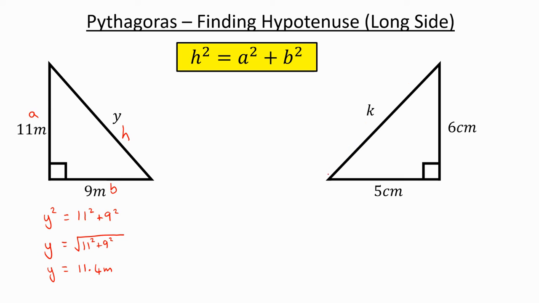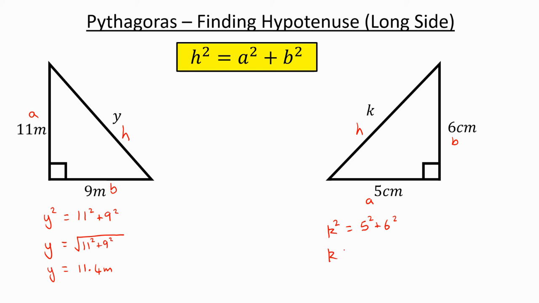For our second example here, we've got our unknown length is k. We don't know what that length is, but this is also our hypotenuse, our longest side. So that's h. And if I use a is 5 and b is going to be 6 here. And so substituting into the formula, k squared equals 5 squared plus 6 squared.